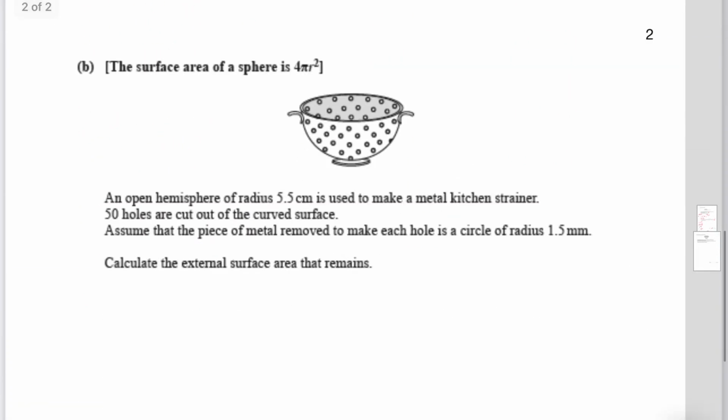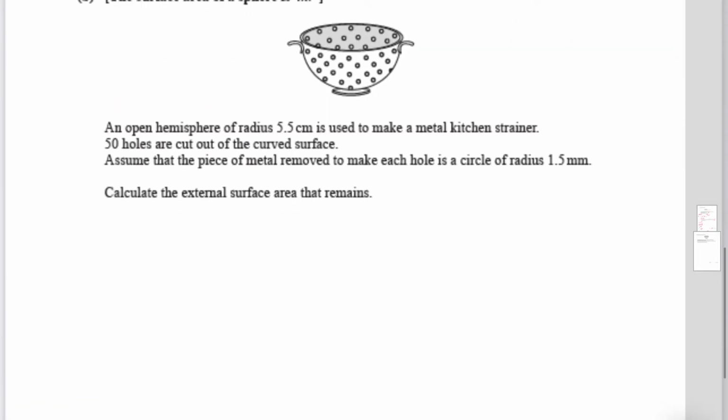And let's move on. The next part says an open hemisphere of radius 5.5 centimeters is used to make a metal kitchen strainer. 50 holes are cut out of the curved surface. Assume that the piece of metal removed to make each hole is a circle of radius 1.5 millimeters. Calculate the external surface area that remains.